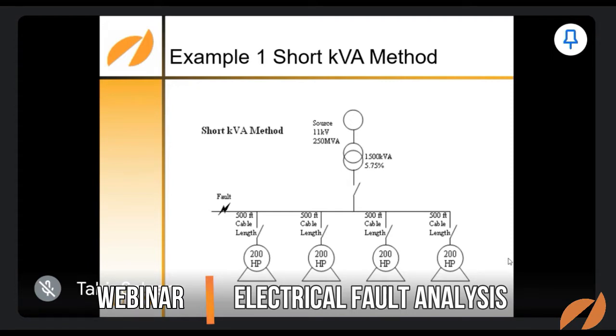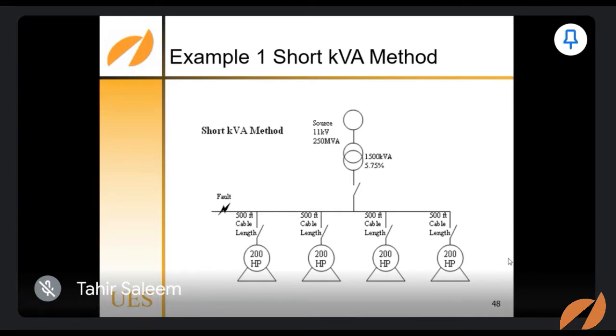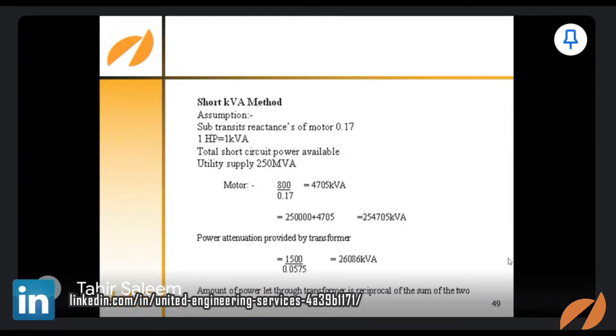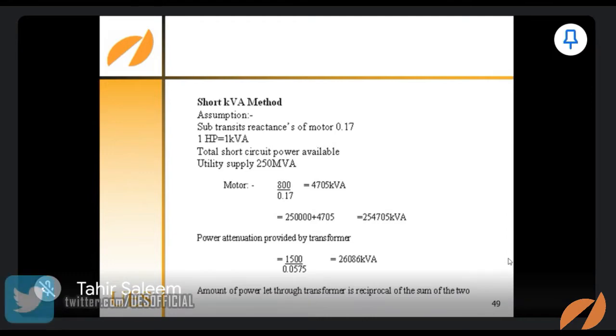I have taken the fault at the bus bar. So all these four motors will contribute some short circuit current because they will become the source of current when the fault occurs, and the utility will also contribute. The short kVA method is very simple. The sub-transient reactance of a motor is assumed to be 0.17, and it is allowed that 1 horsepower will be taken as 1 kVA.